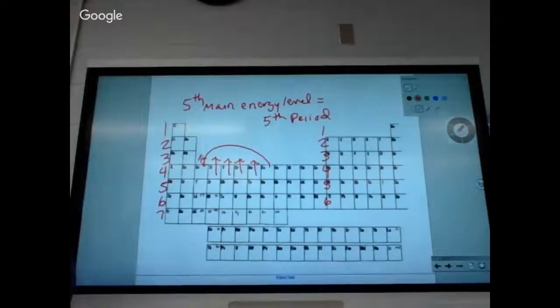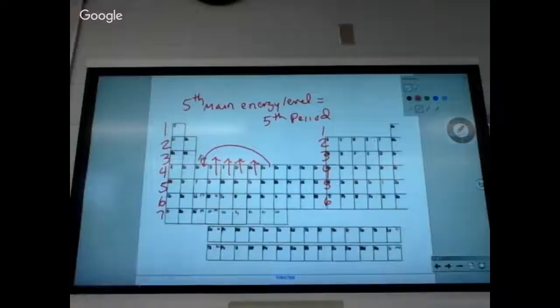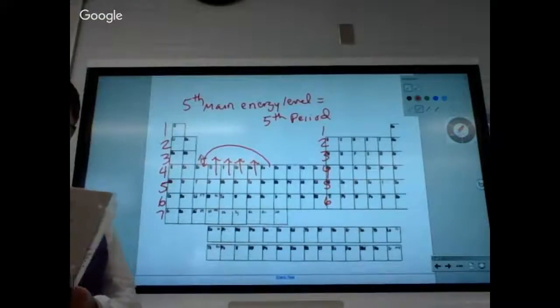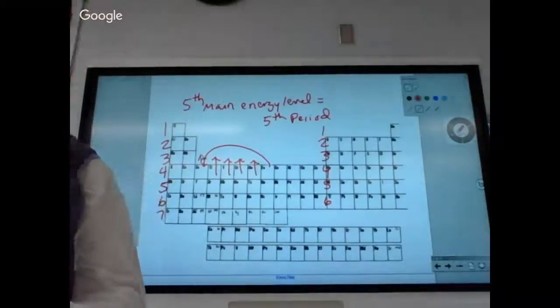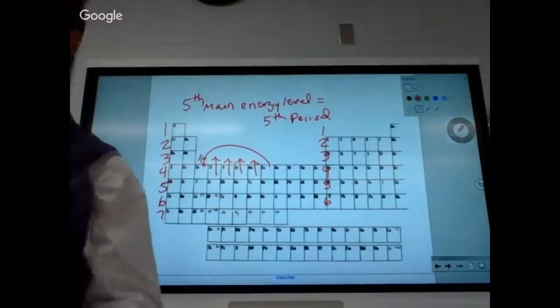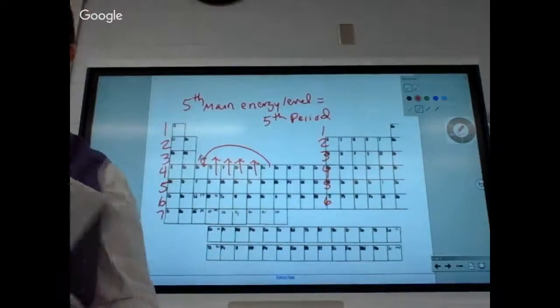All right, so back to the question. It said the 5th period, because it's a 5th main energy level, and 5 outer shell electrons. So who would have 5 outer shell electrons to be in the 5th period? All right. A full 4th main energy level would have 32 electrons. The first element to have an F electron is CE. F is 32, G is CE.